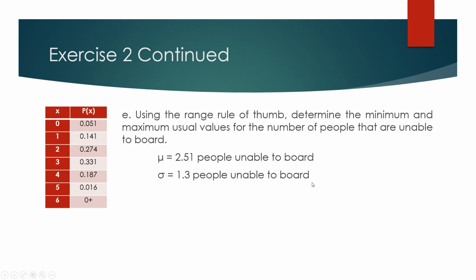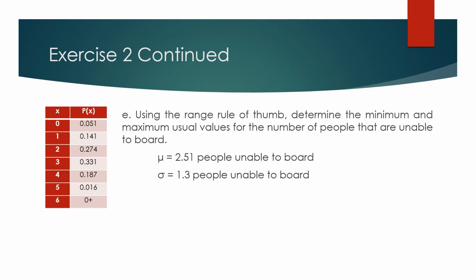So lastly, and this goes back to something that we did in Unit 1, it didn't make the exam. The reason for that is, first of all, there's a lot of information in Unit 1 that's way more important to us at that time. And secondly, because it appears again. So using the range rule of thumb, determine the maximum and minimum usual values. If you remember, the range rule of thumb says that a value is unusual if it's more than 2 standard deviations above or below the mean.